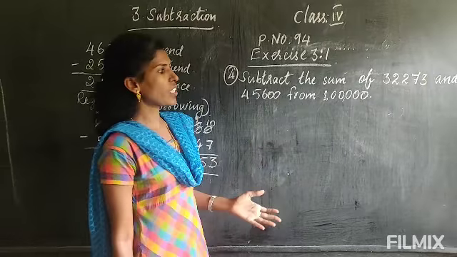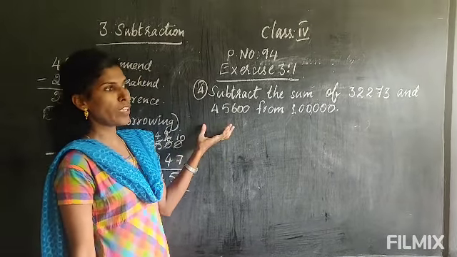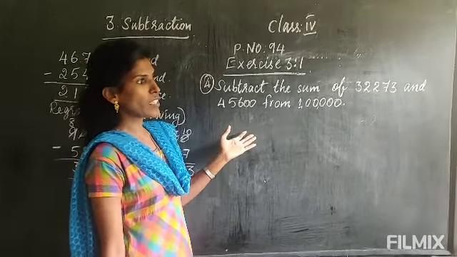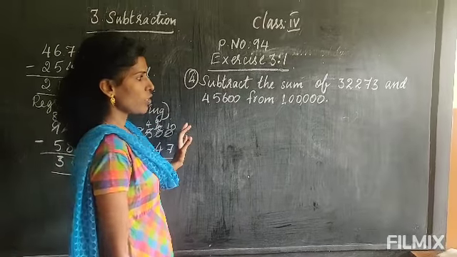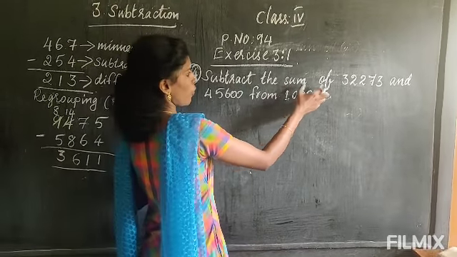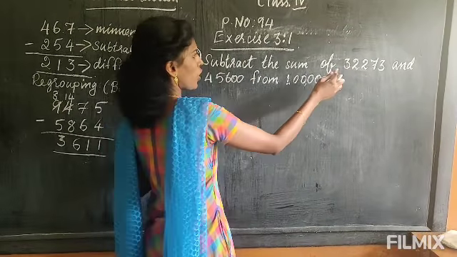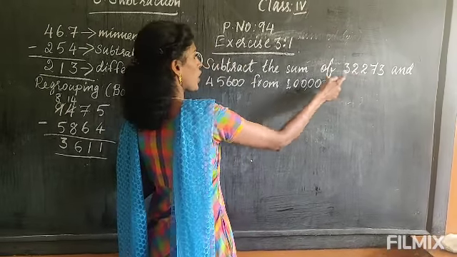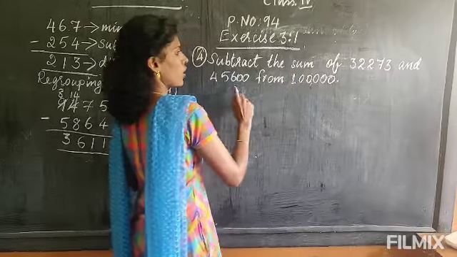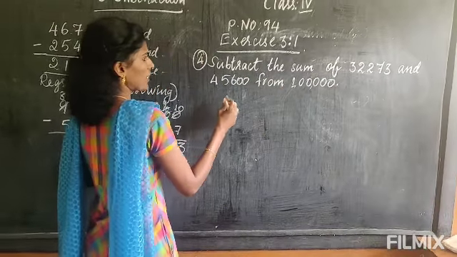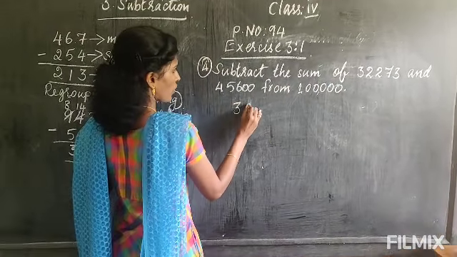And here 3 numbers are given. So you may get confused about which one to plus and which one to minus. So remember here, sum of this number and this number, that means you have to find the total of these two. These two you have to add. So let's find the sum first.